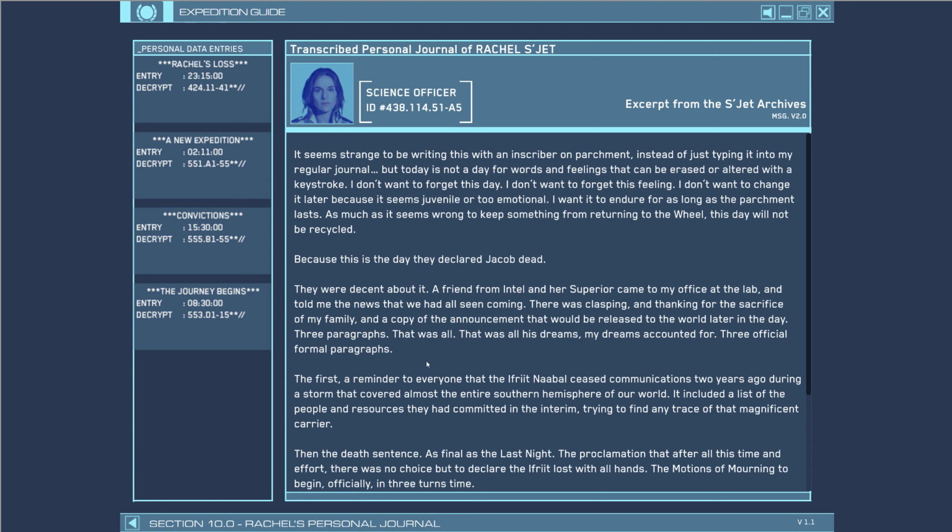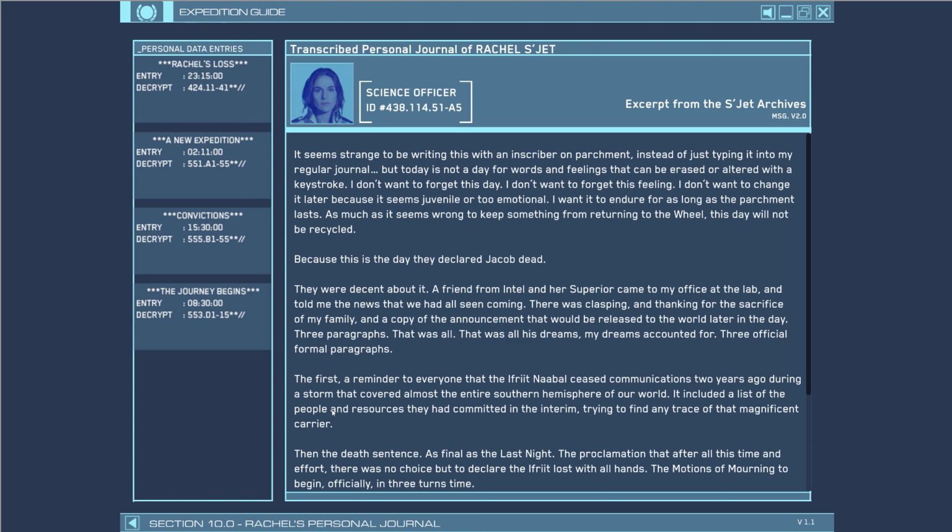3 paragraphs, that was all. That was all his dreams, my dreams accounted for. 3 official formal paragraphs. The first, a reminder to everyone that Ifrit Nabal ceased communications 2 years ago during a storm that covered almost the entire southern hemisphere of our world. It included a list of the people and the resources they had committed in the interim, trying to find any trace of that magnificent carrier.